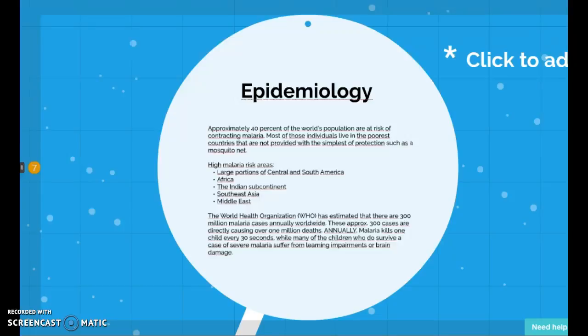The World Health Organization has estimated that there are 300 million malaria cases annually worldwide, causing over 1 million deaths annually. Malaria kills 1 child every 30 seconds, and many of the children who do survive a case of severe malaria suffer from learning impairments or brain damage.